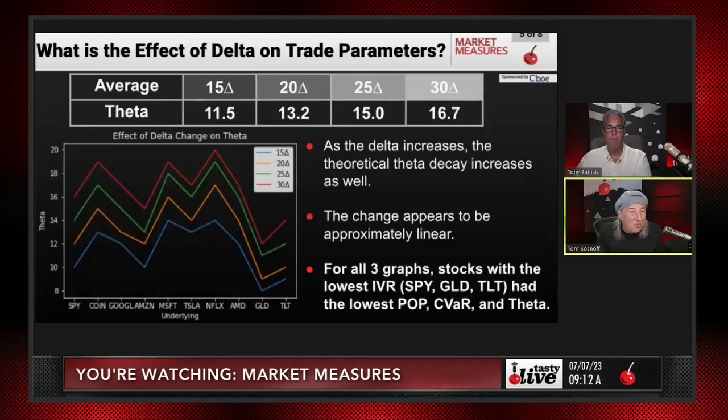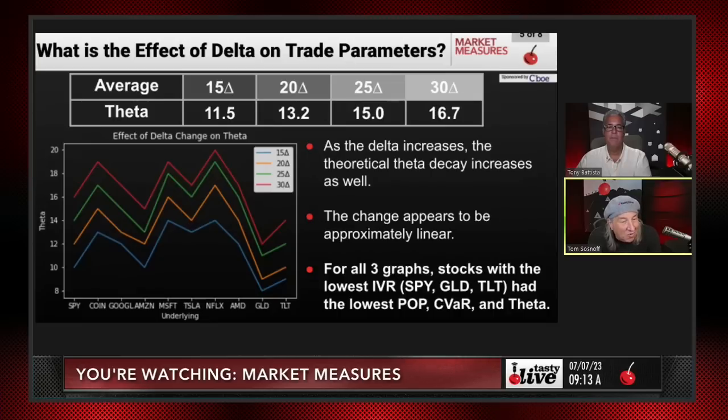So this one, we looked at Theta and to see how much decay. Now, obviously, you're going to have a higher decay in the more expensive strangles, and we did the visual here as well. As the delta increases, the theoretical decay increases because you're collecting bigger premium. The change appears to be approximately linear as it is. Each one drops by about $2 or 2 points.